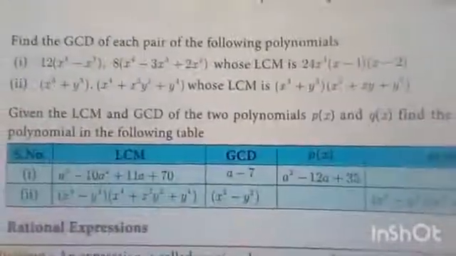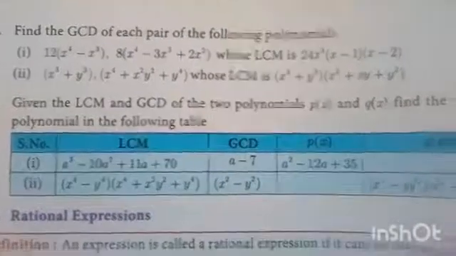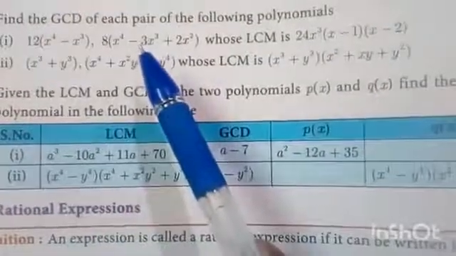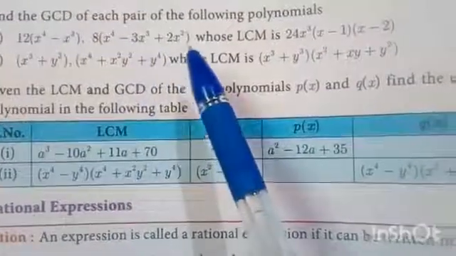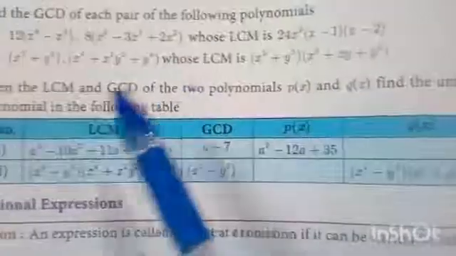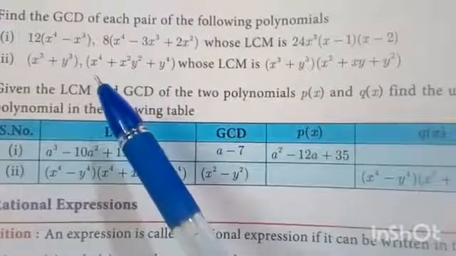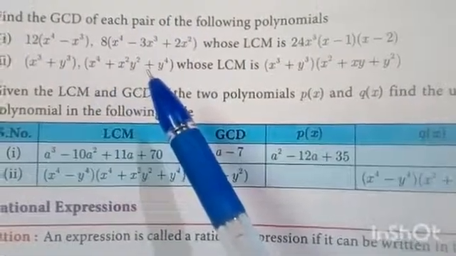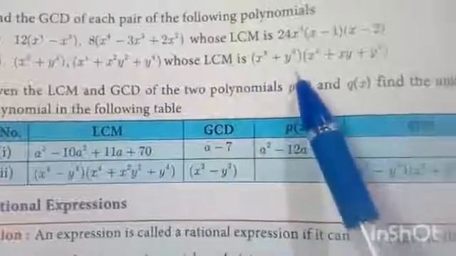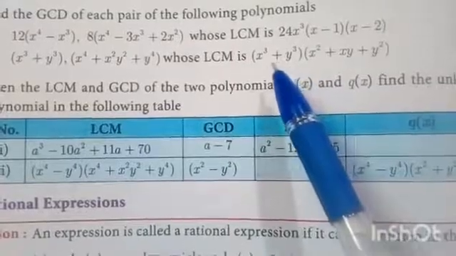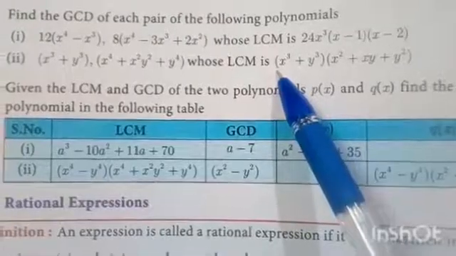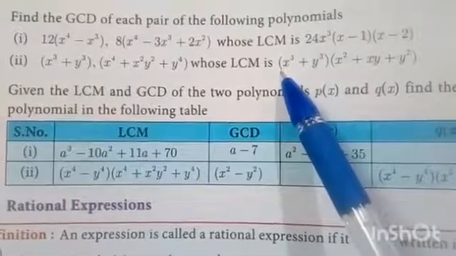Next, third question, find GCD of each pair of the following polynomials. First, f of x is 12x power 4 minus x cube. Second, g of x is 8 into x power 4 minus 3x cube plus 2x square, whose LCM is 24x cube into x minus 1 into x minus 2. The second problem, x cube plus y cube, then another expression, x power 4 plus x square y square plus y power 4, whose LCM is x cube plus y cube into x square plus xy plus y square. We want to find the GCD. The formula, you know, GCD equals f of x into g of x by LCM.